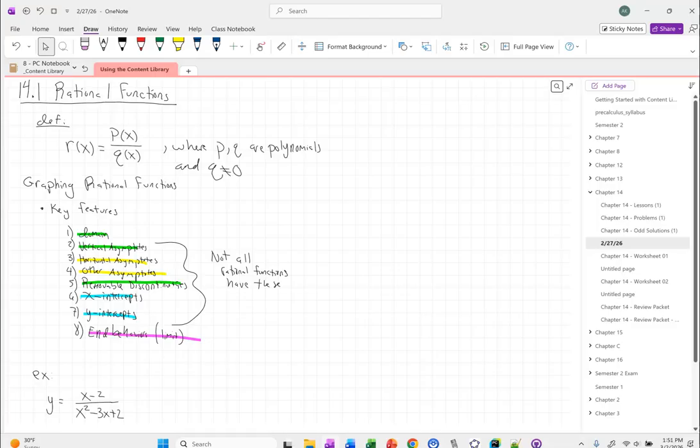Everybody cool with the plan? So I'm going to go through and do some examples where we find these key features. I talk about how to do it, how to look for each of them, and then we'll go through and do the example, and that's going to be that for today. Sound okay? All right.